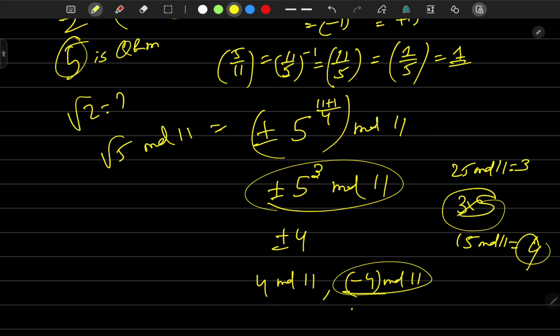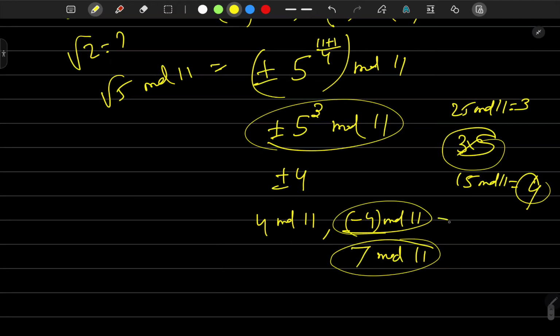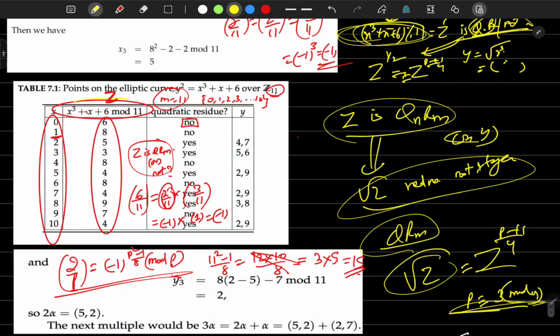This can be written as 7 mod 11, right? I told in the first class itself, these are normal properties. So minus 4 becomes 11 minus 4, from this we can write 7. Like this we found out. So therefore the answer will be 4, 7. So okay, you got 4, 7, right?